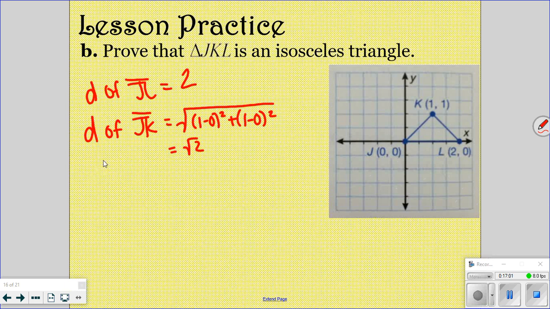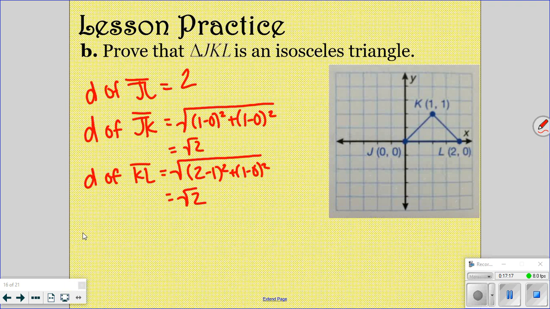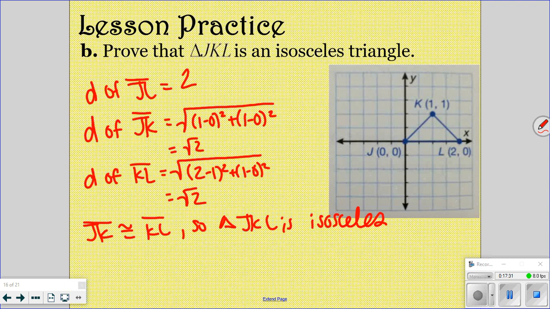And then the distance of the third side, KL, we would do 2 minus 1 squared plus 1 minus 0 squared, which would be 1 squared plus 1 squared, which again is square root of 2. So JK is congruent to KL. So the triangle JKL is isosceles. And that would be your proof for that one.